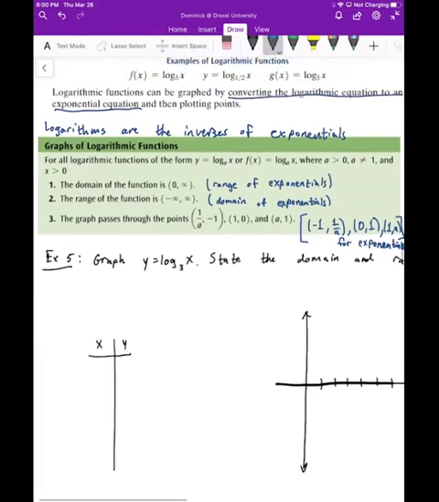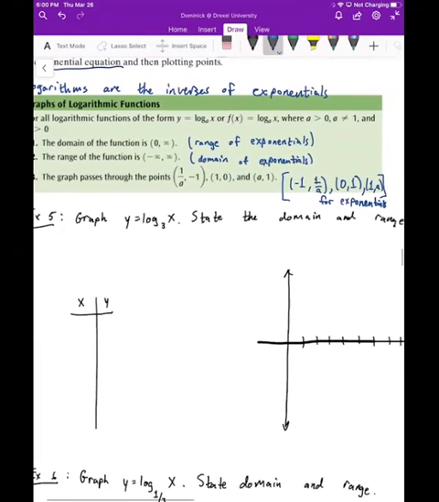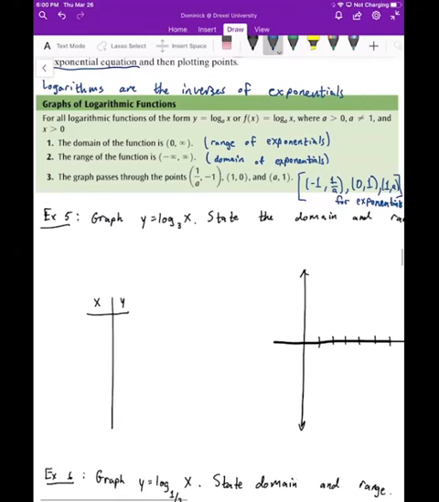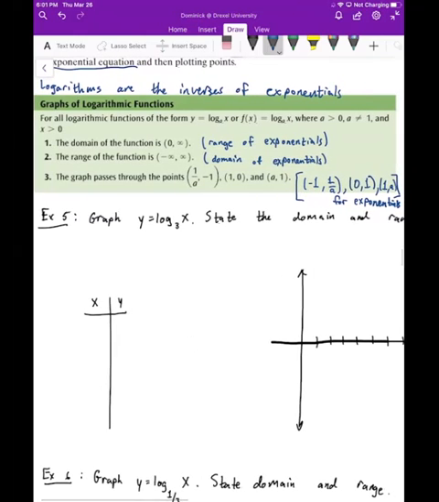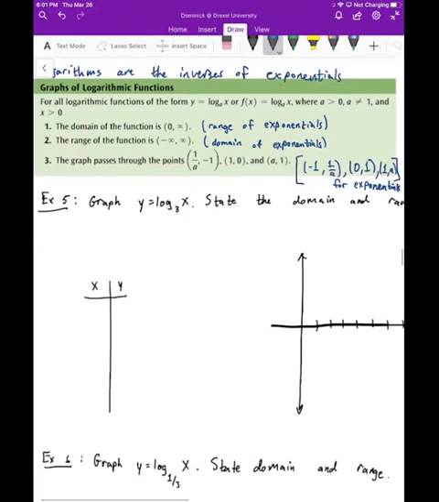Now, in order to graph one of these things, and again, it says to state the domain and range, but that's going to be the same. So I'm not going to bother. The domain would be positive numbers, range would be all real numbers. Now, to graph one of these things, the first thing we're going to do is convert this. So if we made this into an exponential, this would be 3 to the y is equal to x. All right. Now, x is by itself here.